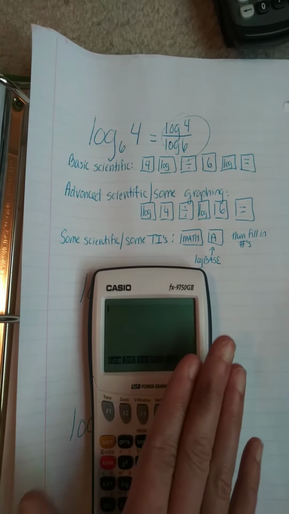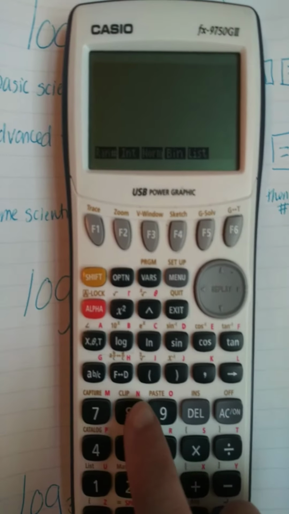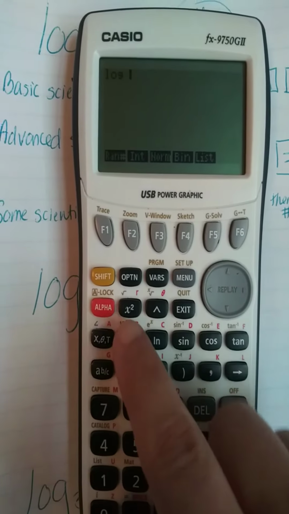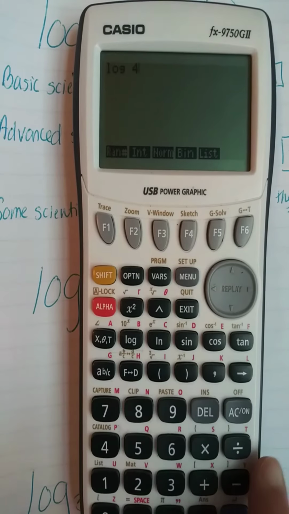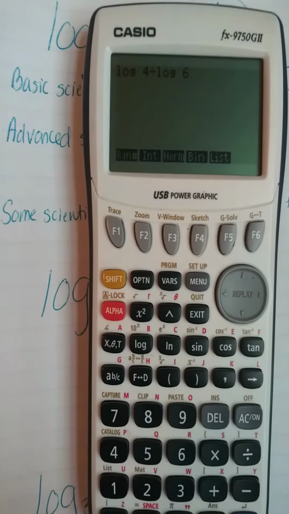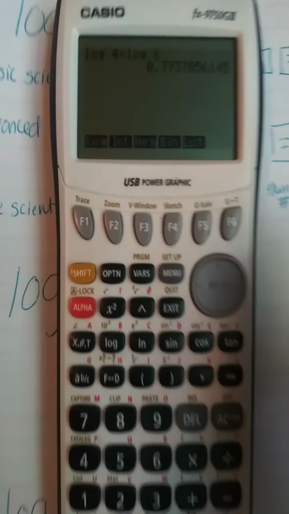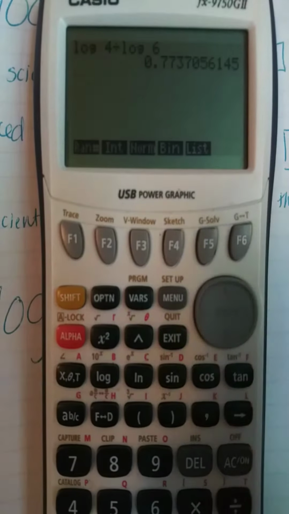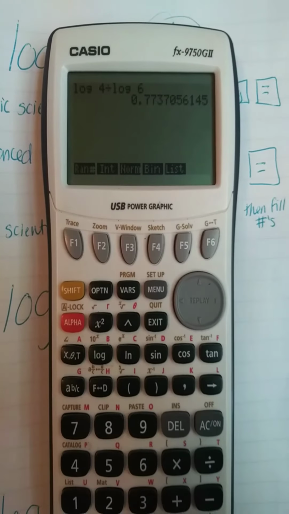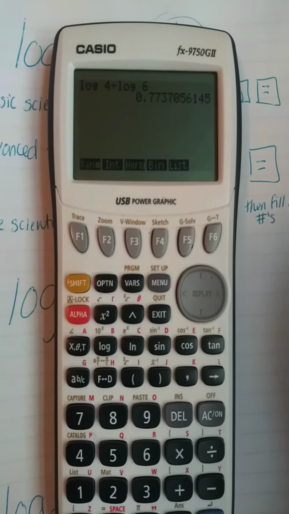So my calculator that works like that is my Casio graphing calculator. And when I do it out on the screen, it looks something like this. The log of 4 divided by the log of 6, and then with the Casio you hit that EXE, and there's our 0.7737, same as the scientific gave us. That did not help with the focus. There we go. And a lot of scientifics are like this.